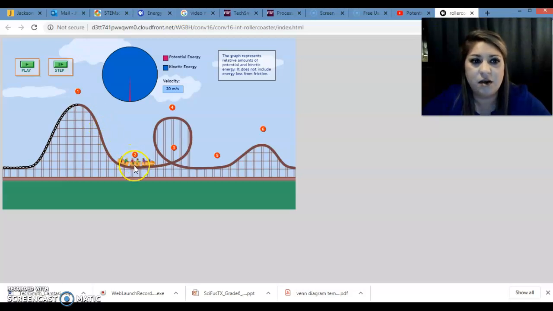Now that the cart is at the bottom of the hill, what has happened to the potential energy? That potential energy has been transformed to kinetic energy. You can see your pie chart is mostly blue. There's just a small sliver of potential energy that's left, and it's because that cart is now in motion. All of our potential energy has been transformed to kinetic energy, and we know kinetic energy is whenever an object is in motion. So this cart is moving. It is in motion. Therefore, it possesses most kinetic energy.